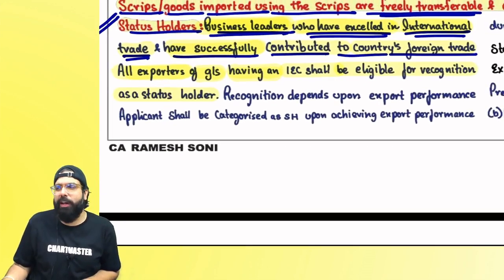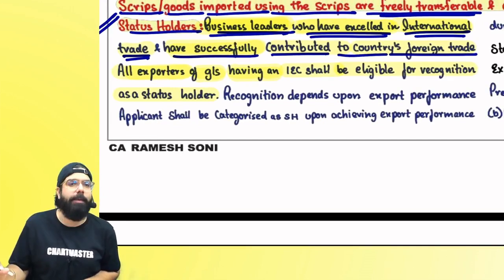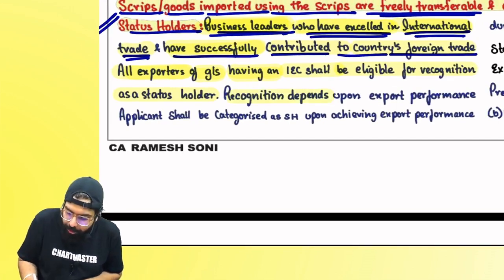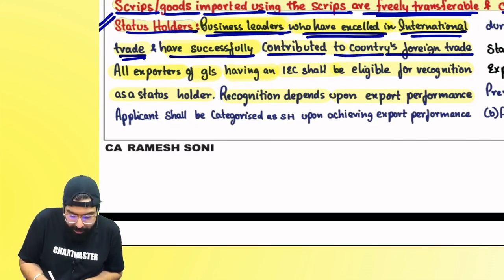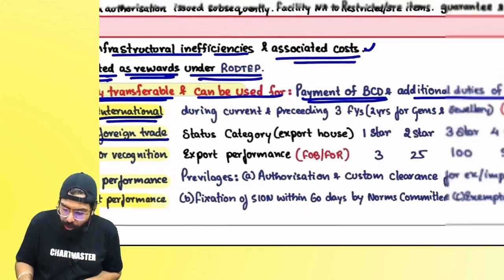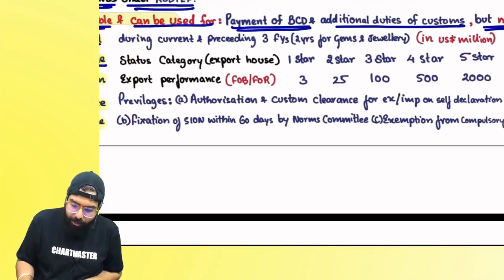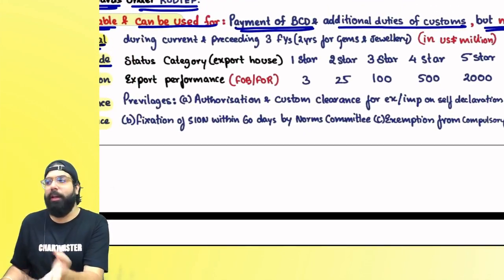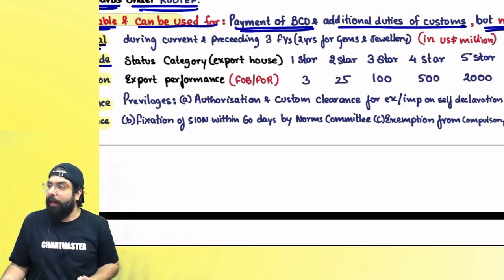Okay, everyone, it is not that only one person is eligible. Any person is eligible, but first you prove yourself. Recognition depends upon export performance. Applicant shall be categorized as status holder, SH means status holder, upon achievement of export performance. Everyone over here, they have told if you perform, only then you are status holder. Otherwise, nothing holder. Can I go ahead, everyone?